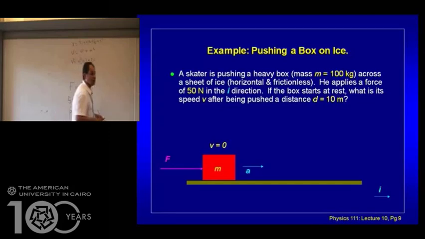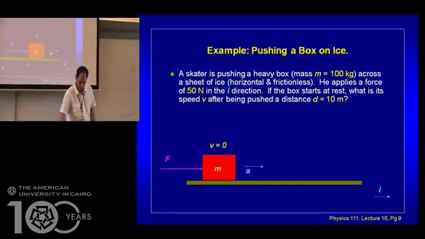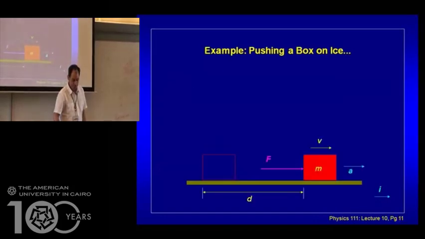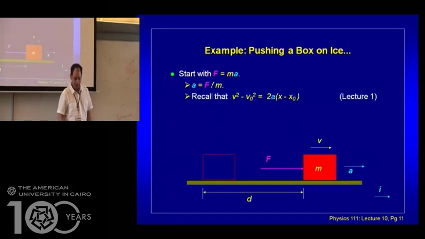So that's how to solve that problem. We got the acceleration from force equals mass times acceleration, then we substituted the acceleration into that equation, with x minus x0, which is delta x, equal to 10 meters, and then we got the velocity.